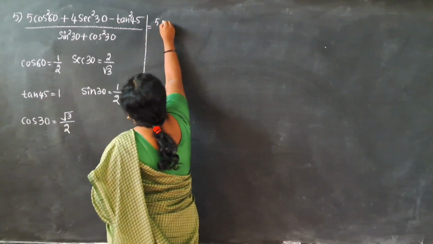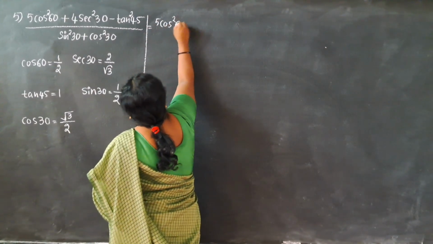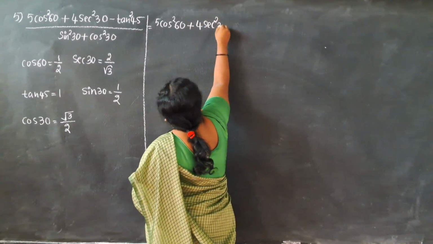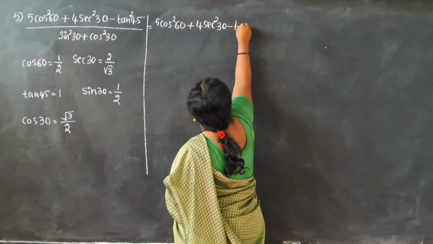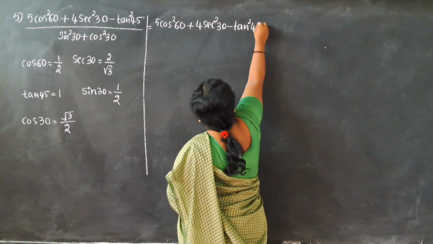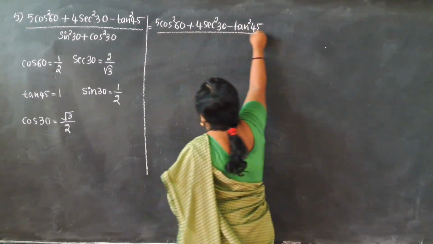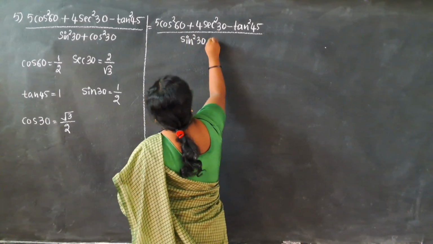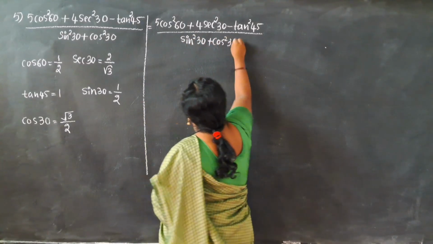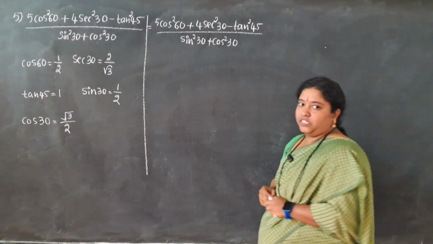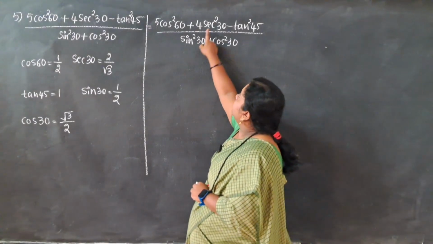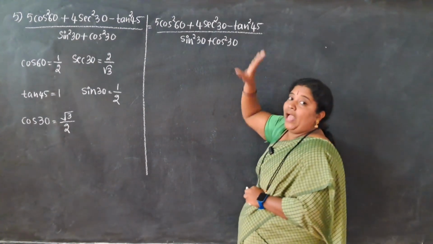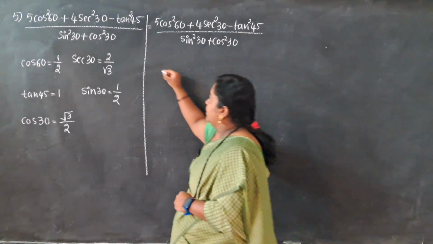5 cos²60 plus 4 sec²30 minus tan²45, whole divided by sin²30 plus cos²30. Okay, this is the question we have. Whenever a square is there, be more careful. Do not forget that they have given the square in the question. So we'll simplify this.